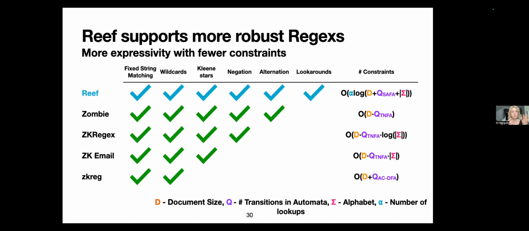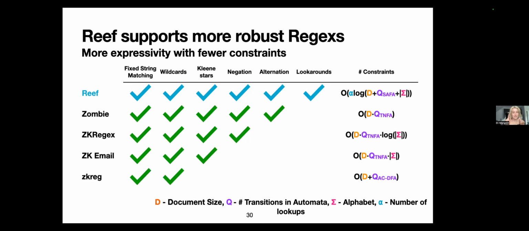You'll notice that Zombie, zkRegex, and zkEmail are all of the form size of document times at least size of automata, which is not great, and we had talked about this earlier on. With Reef, not only do we make that additive, so size of document plus size of automata, but we push all of it inside a log. So it's a pretty significant reduction.